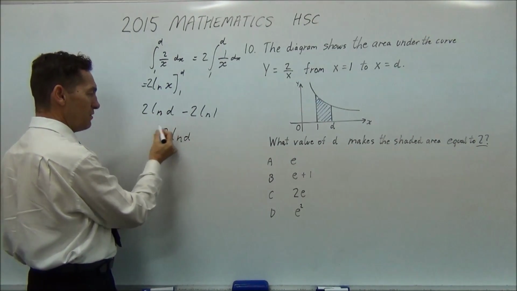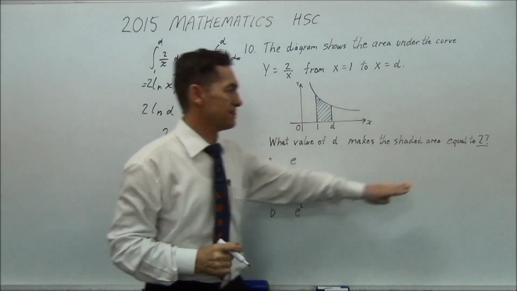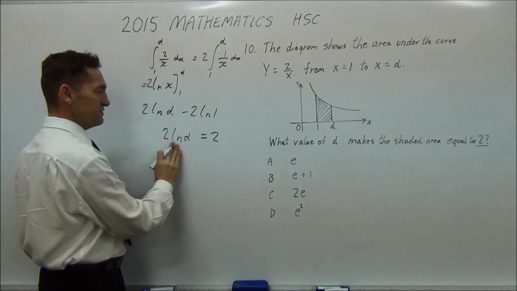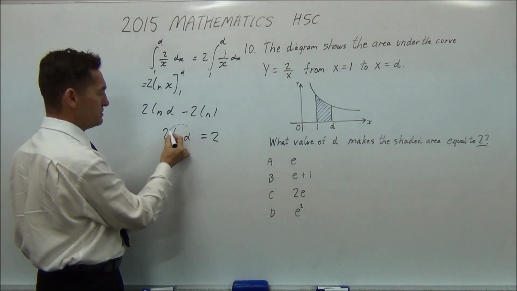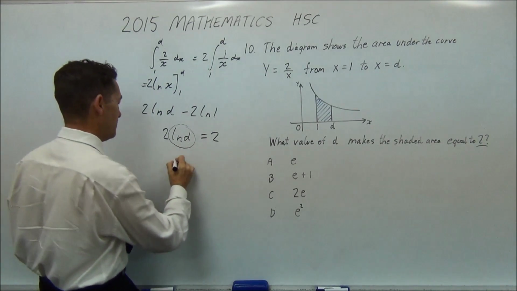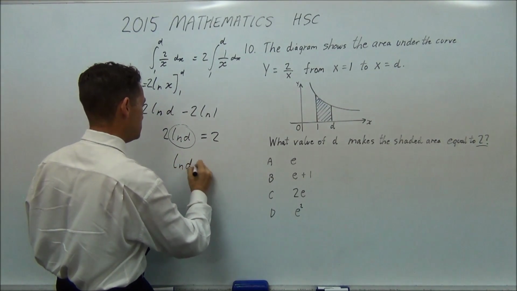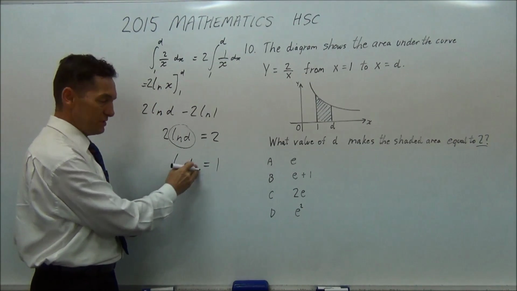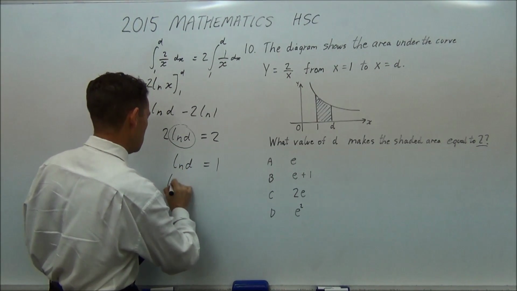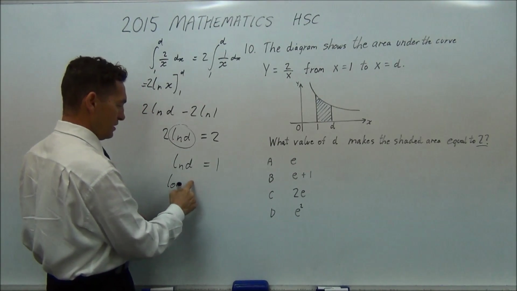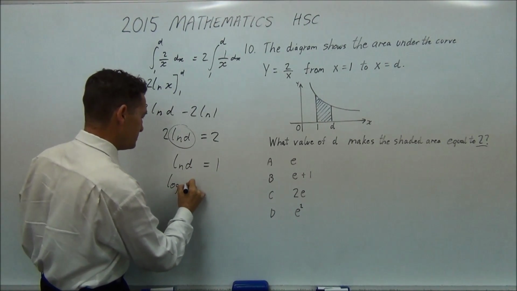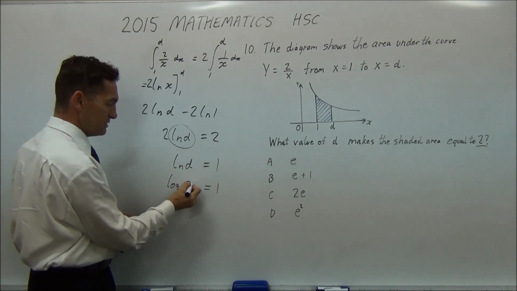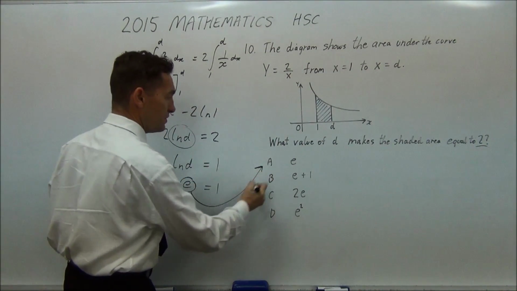Now we want this area under the curve to equal 2. So I want that to equal 2. So if this bit equals 2, then this must be 1. So log d must equal 1. Well, because this ln is log base e, if the base and the number are the same, it equals 1. So in this case, our answer is E.